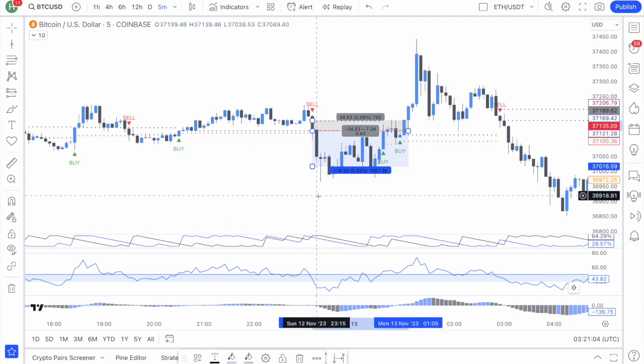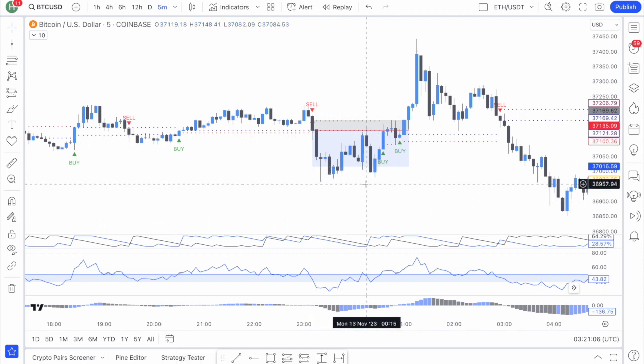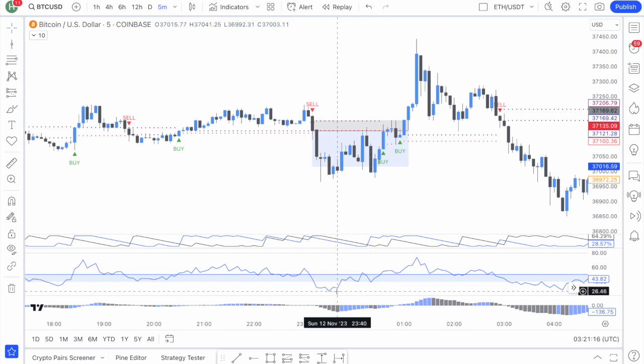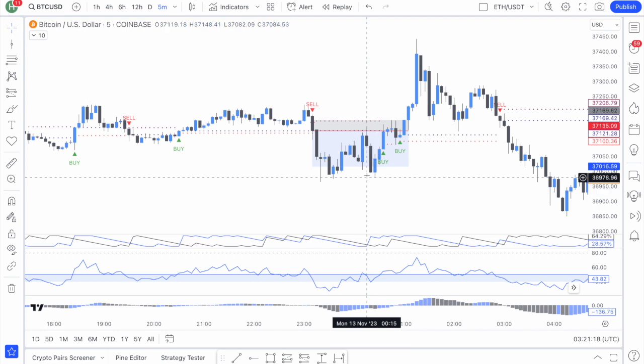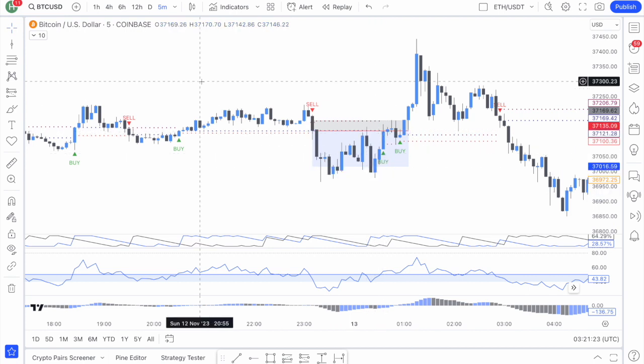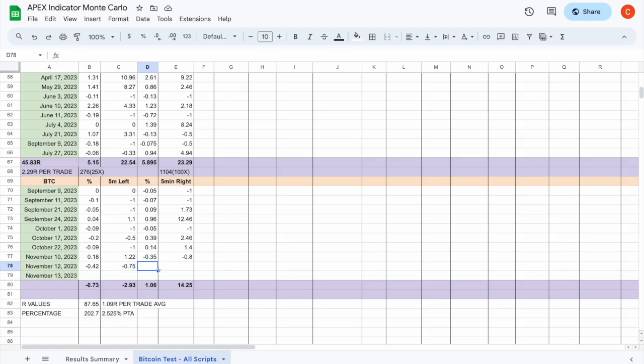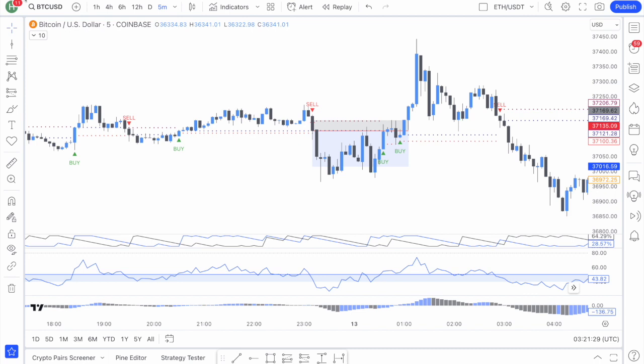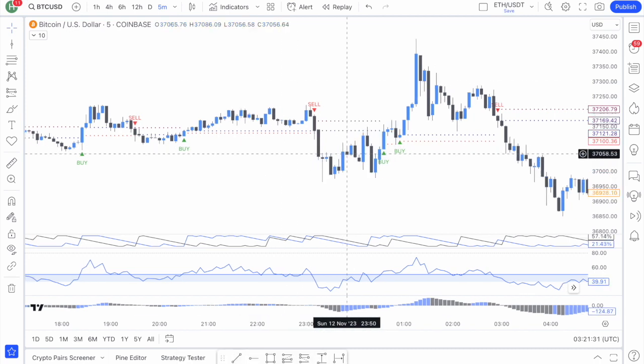So we will see. There's no divergence here, but is there on the RSI? There is not, unfortunately. So we'll stop right here at about break even. We'll just say break even. One last trade here, so November 13th.